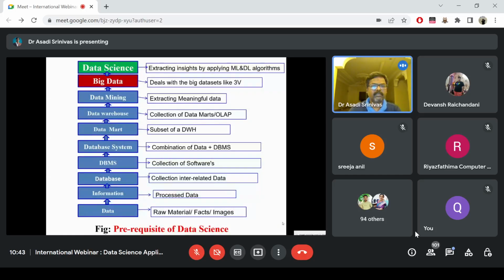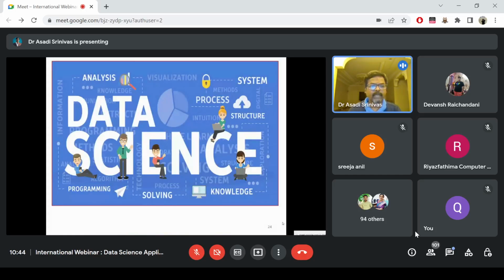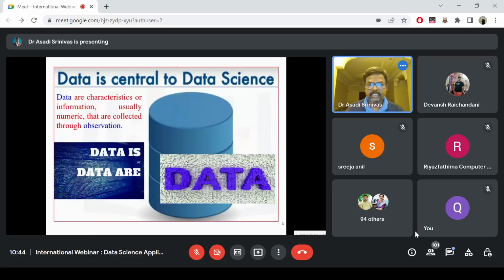Correct answer. The technical name of this image is called a word cloud. By using a word cloud, I can publicize about a new engineering college. I can incorporate how many branches and how many tools and techniques, everything in this image. That is called a word cloud. Then data is central to data science.